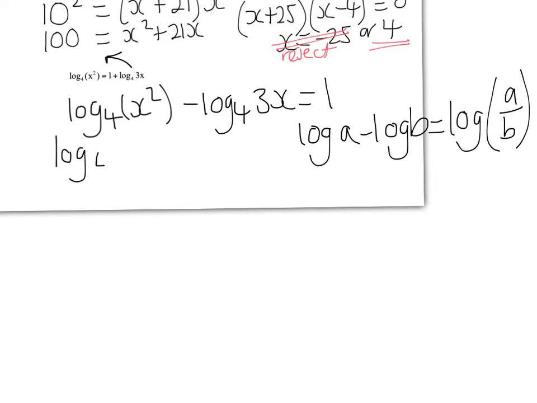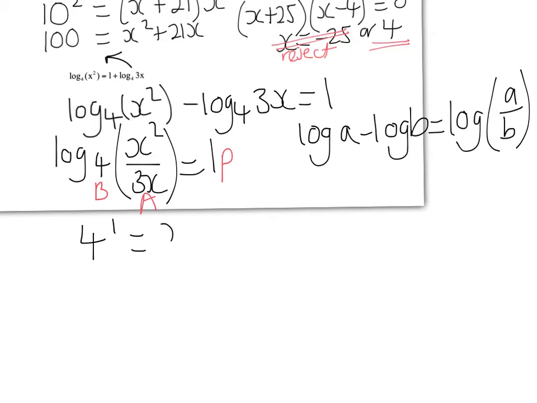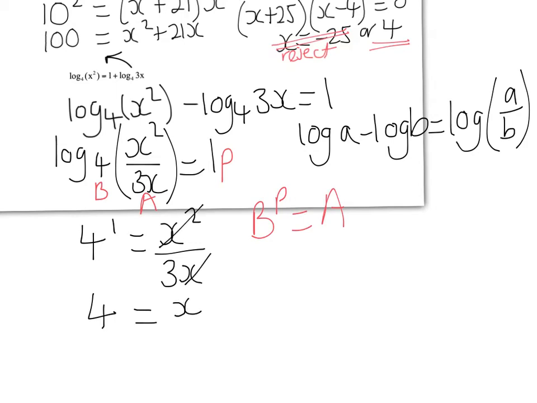So we're going to get log to the base 4 of a single log, x squared over 3x, equals 1. It's now in the form log BAP: there's the base, this whole thing's the answer, and this is the power. So we're going to go 4 to the 1 equals x squared over 3x. Okay, so that's got it into the form base to the power equals the answer. And then it's just a little bit of algebra now. So x squared over x gives me x over 3, and if I times up, I reckon x equals 12.